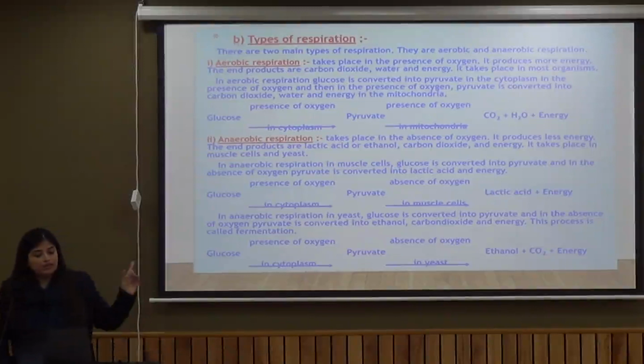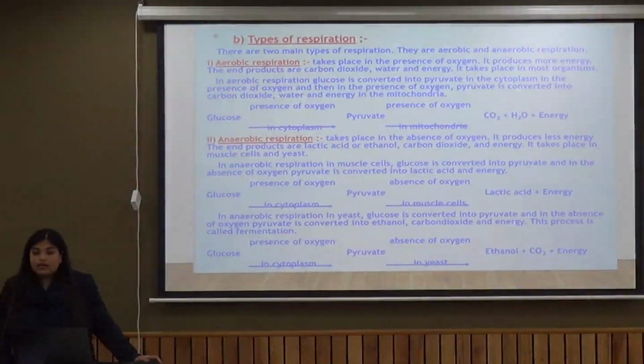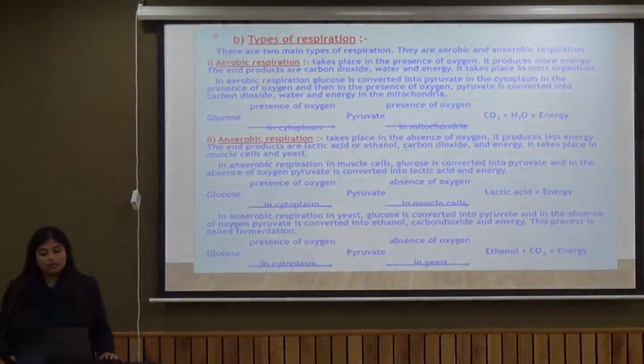Now if you look at the diagram over here, glucose in the cytoplasm of the cell is converted into pyruvate. The pyruvate then, in the presence of oxygen in the mitochondria, is converted into carbon dioxide, water and energy. So this is aerobic respiration. Let's come to anaerobic respiration, which takes place in the absence of oxygen, and it produces less energy as compared to aerobic respiration. The end products of anaerobic respiration are lactic acid, or ethanol and carbon dioxide, and energy.